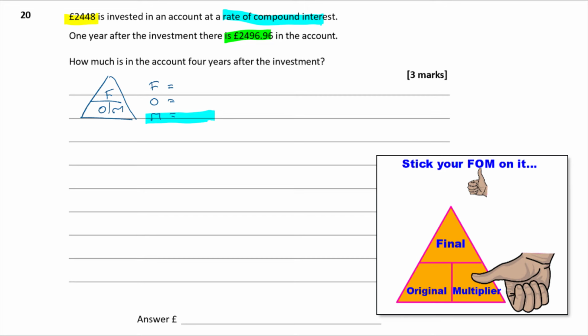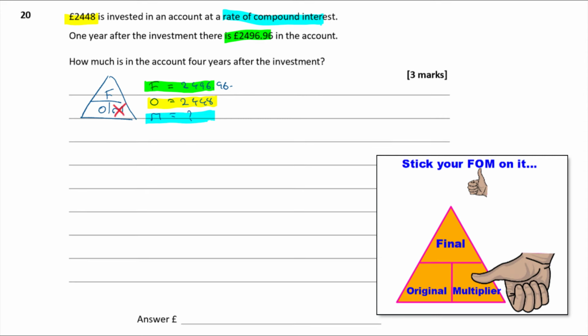Okay. Now, what is the final and what is the original? The original is the amount of money that started off in the account. That's going to be the 2448, isn't it? So 2448. So that means that the final amount after the percentage changes happened is 2496.96. So we cover up the thing we want to find, which in this case is the multiplier.